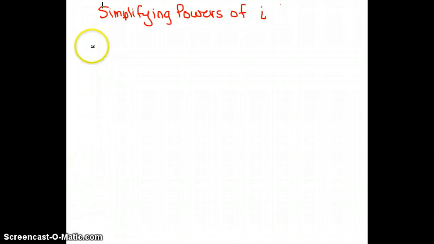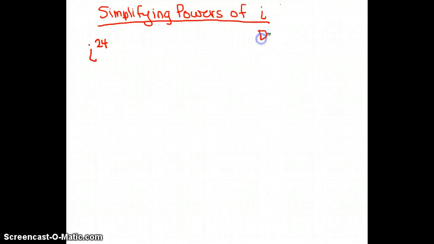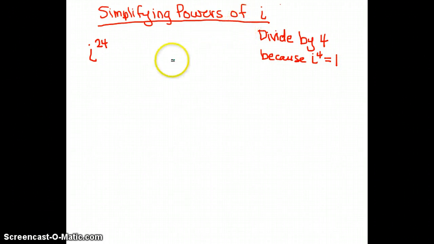So my first example is if I had i to the 24th power. And whenever you're simplifying the powers of i, what you really want to remember is that we need to divide the exponent by 4. And the reason we do that is because i to the 4th equals 1, and then we can just substitute in 1 for all of those powers. So divide by 4, why? Because i to the 4th equals 1.